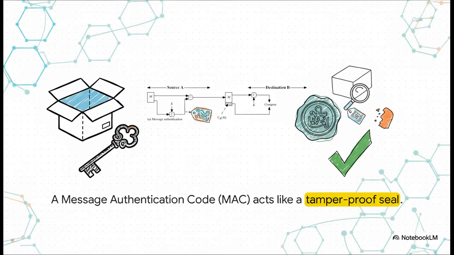So one way to guarantee integrity is with something called a message authentication code, or a MAC. You can think of it just like a tamper-proof seal on a bottle. The sender takes the message and a shared secret key and combines them to create this little tag, the MAC. They send it along with the message. Then the receiver does the exact same calculation on their end. And if their new tag matches the one they received, they know for sure the message hasn't been touched.